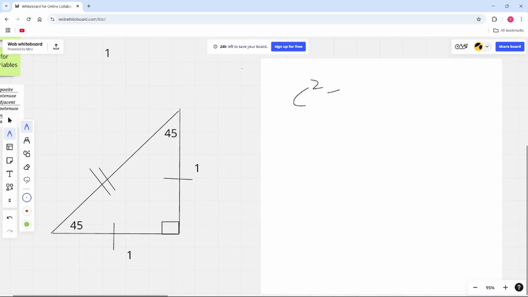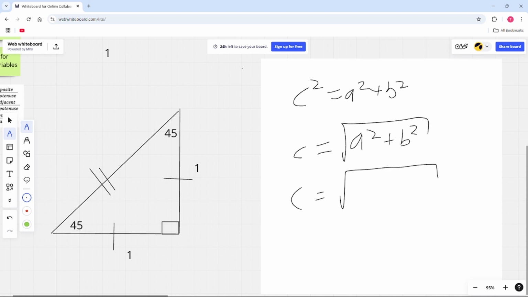c squared is equal to a squared plus b squared. If we set c as our hypotenuse, that means we will just take the root and isolate for c. And this will essentially equal to 1 squared plus 1 squared, which c will equal to just root 2. So our hypotenuse for this isosceles triangle is simply root 2.